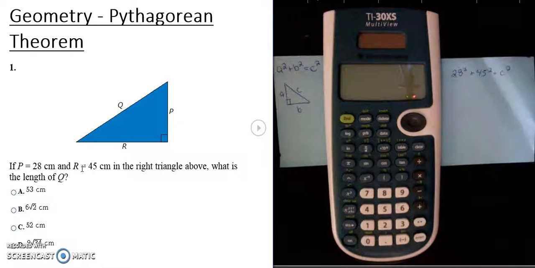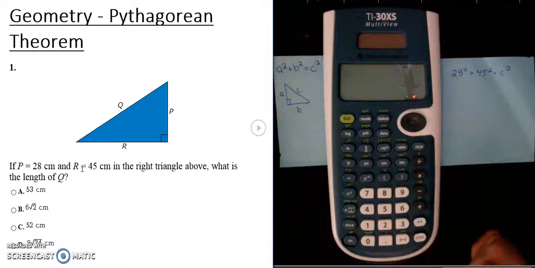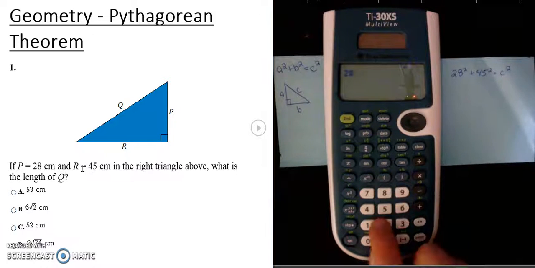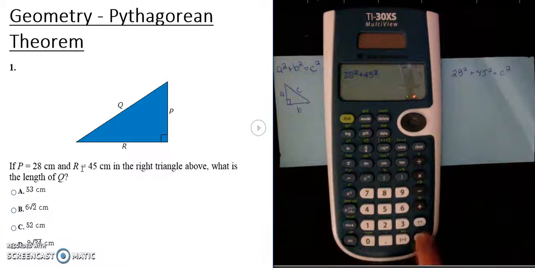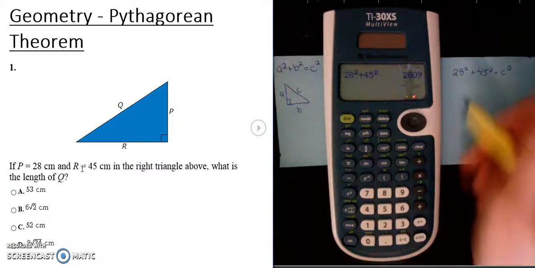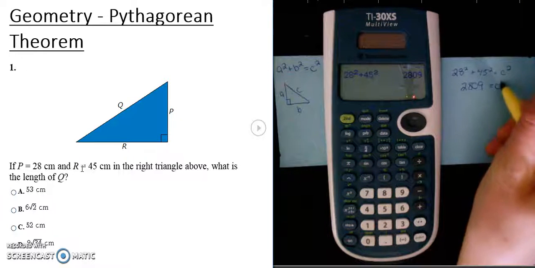In these problems, I'm still going to have to write some down, but I can use the calculator to go through and do most of the work for me. So I'm going to have 28 squared plus 45 squared, and I press enter, and that's 2,809. And that's still equal to the c squared.